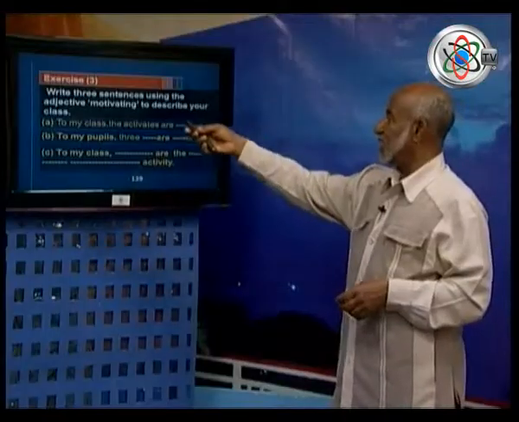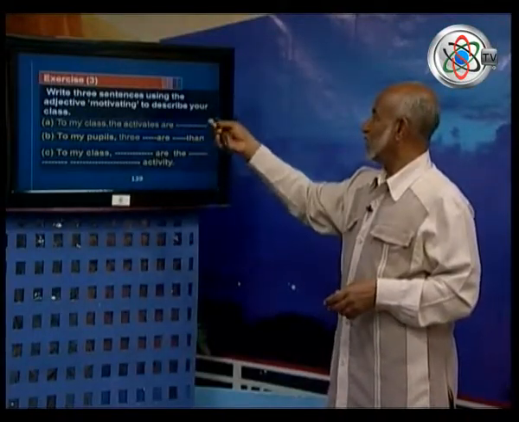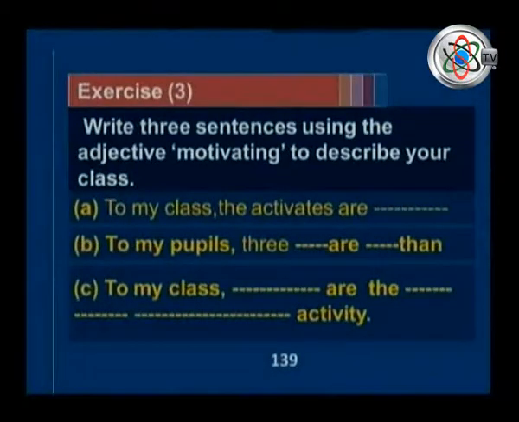Drawing on this, write 3 sentences using the adjective motivating to describe your class. To my class, the activities are more motivating. To my pupils, they are more motivating than the others. To my class, the most motivating of all is their activity.